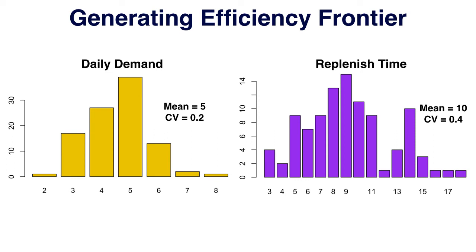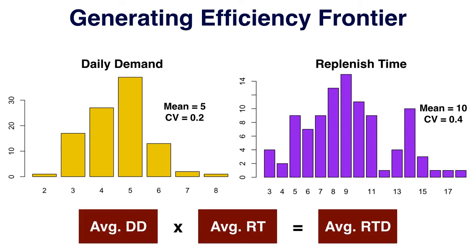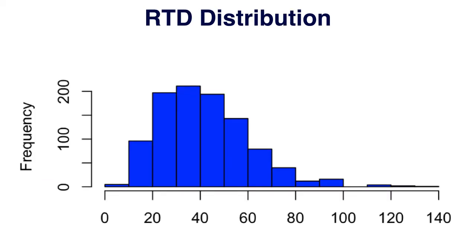So these two are the distributions, and the average demand, DD, is the daily demand, and then average replenishment time. When I multiply, I get an average replenishment time demand, RTD, remember, and I simulate a bunch of values of demand and a bunch of values of replenishment time and multiply them, and I get a bunch of RTD values, and I plot them like this, and that's the distribution of RTD itself.